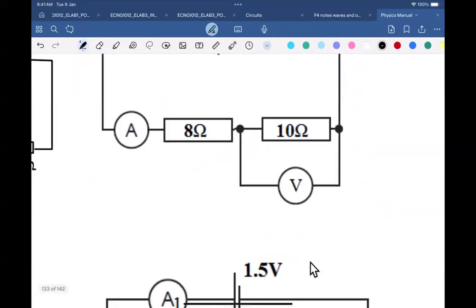Aliyah, let me explain that back to you. If I want to measure the voltage across the 10 ohm, remember voltage is the difference between 2 points. So the difference between that point and that point. That is voltage. You understand? And if I wanted to measure the voltage across the 8 ohms, would I put the voltmeter in parallel or series?